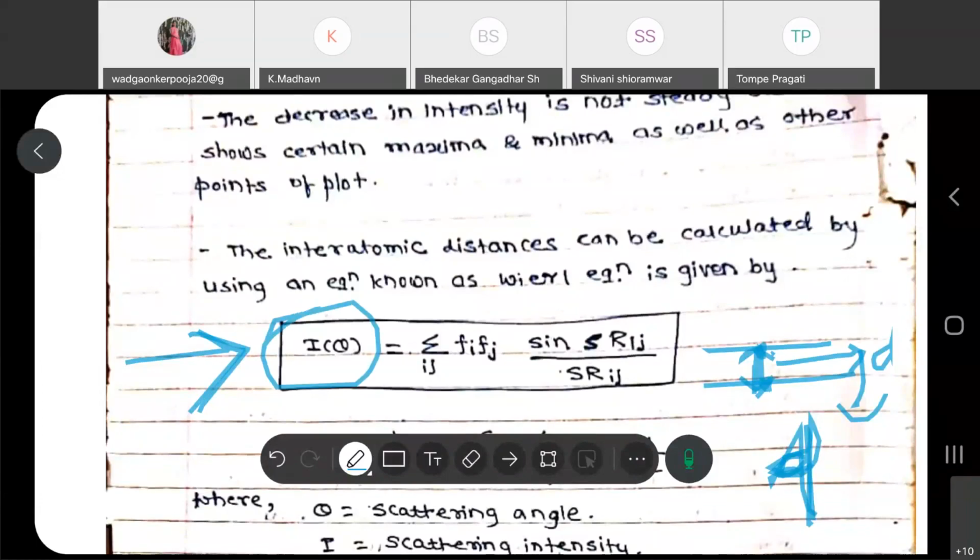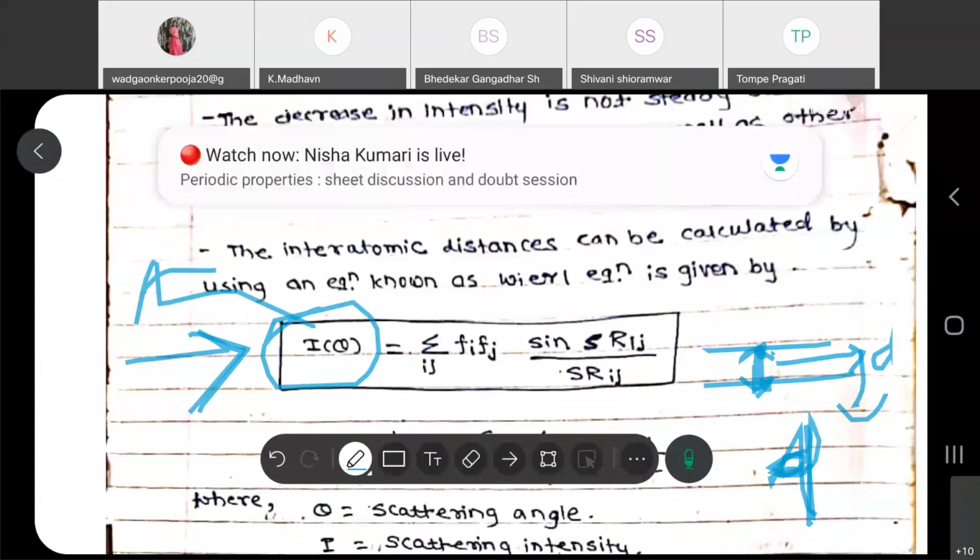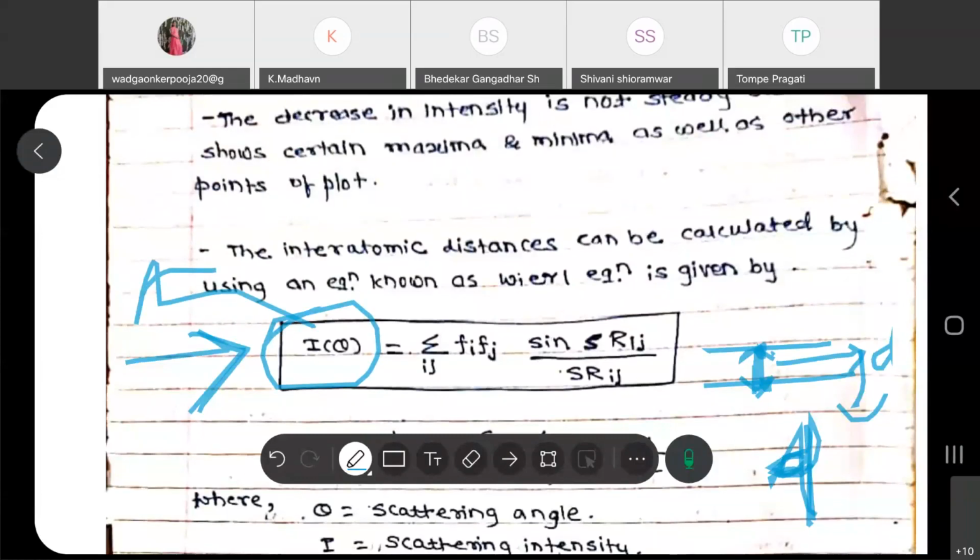You might say, ma'am, you showed them separately graphically on two angles, so why show them together here? Here both terms represent the relation between the scattering angle and the scattering intensity, and that equals the summation over ij of f_i, f_j, sin(s r_ij) by s r_ij.